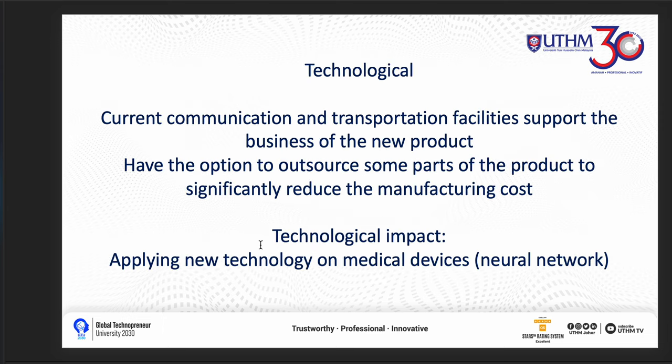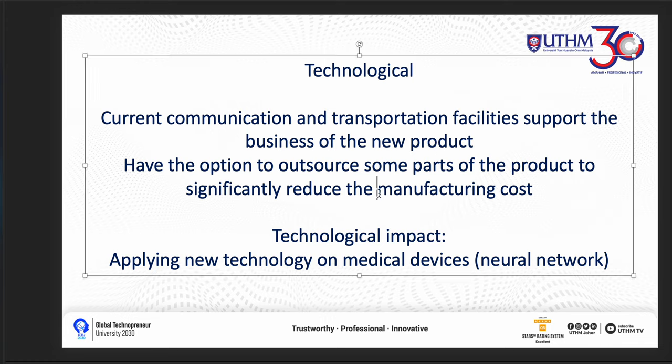Next, technological. From the current status in this country, the communication and transportation facilities we can say are good and support the business of the new product. And if you look at the manufacturing technology, we have an option to outsource some parts of the product to be manufactured, where sometimes, in some cases, outsourcing the manufacturing can reduce the total manufacturing cost. So that is the discussion on the external factor towards suitability to have this Neurobin.